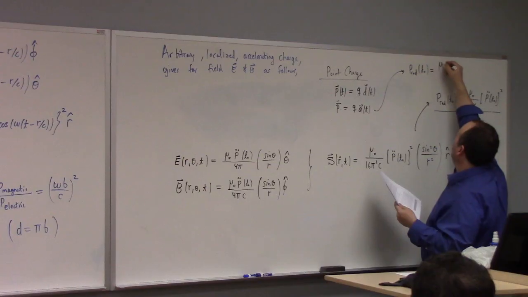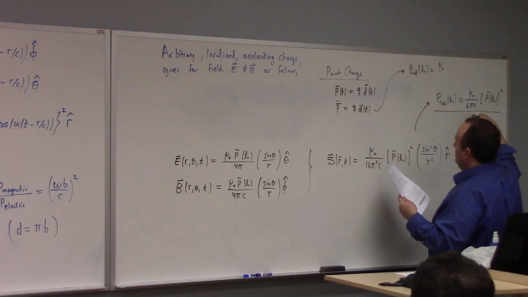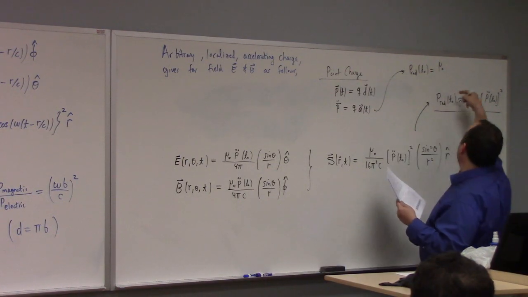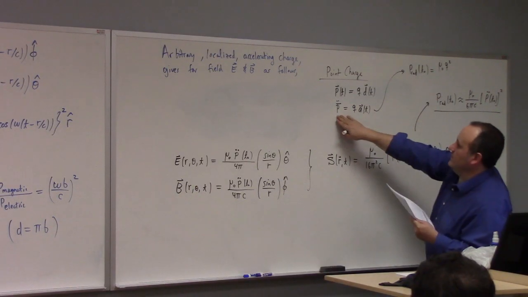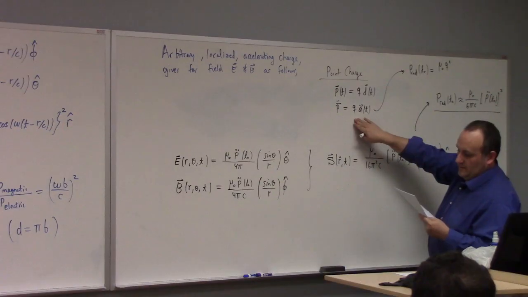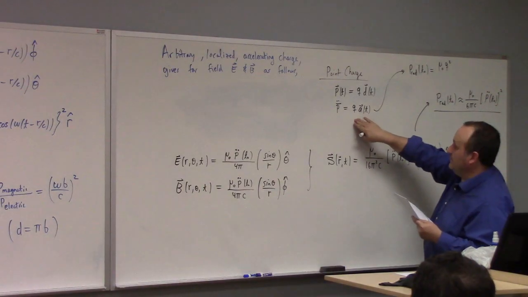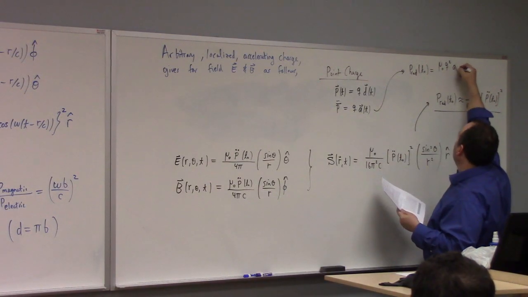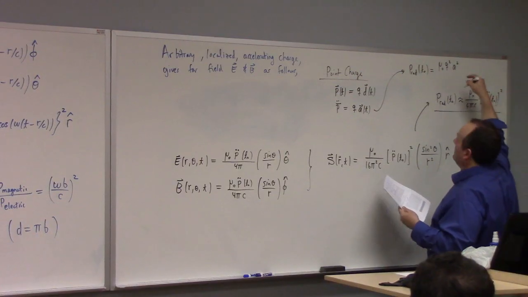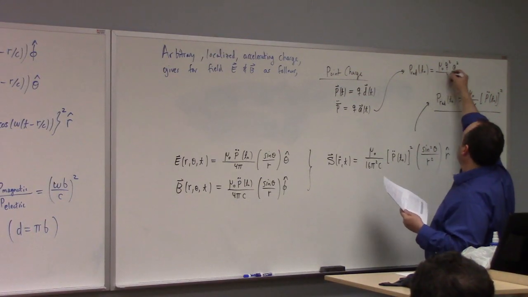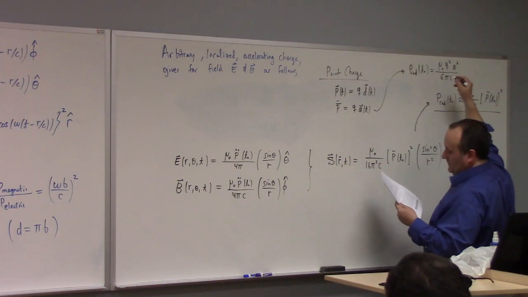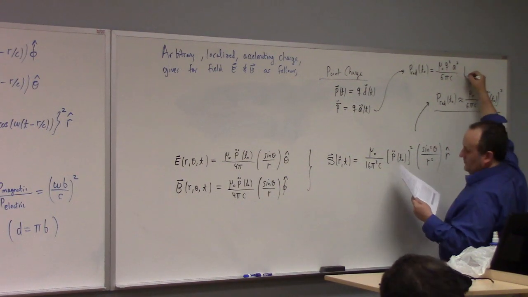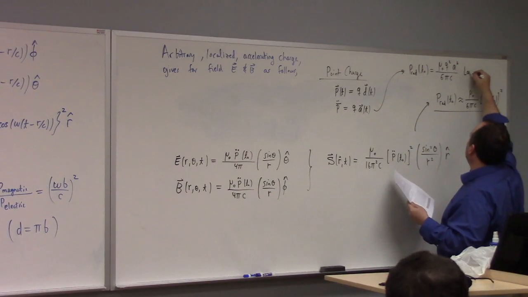Mu naught q squared, right? I'm really just plugging it in. So the magnitude here is q times the magnitude of the acceleration, we write a squared, no vector, just a squared. And then I've got to divide by 6 pi c. There you go. This has a name. This is the so-called Larmor formula.